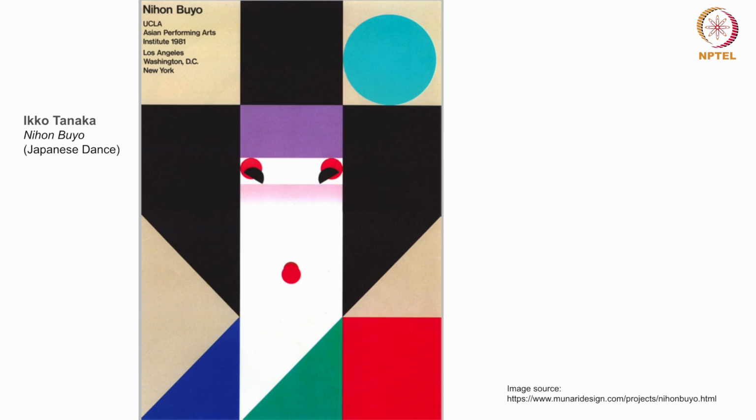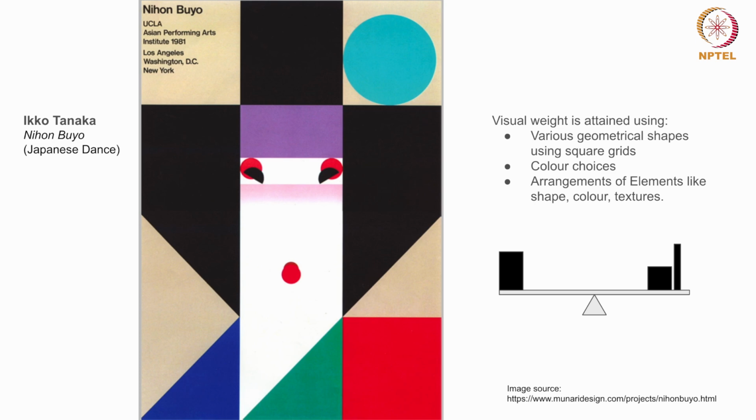Now if you see how the arrangement of eyes has also been taken into consideration with the square, it's towards the lower segment of the square. Similarly, the mouth is towards the lower segment of the square. And overall, the use of color, texture, and the grids plays an important role to create a balanced composition. So hence, the visual weight is again distributed equally, although it's asymmetric in nature. And this is attained by using various geometrical shapes like square grids, color choices, and arrangement of elements like shape, color, and textures.